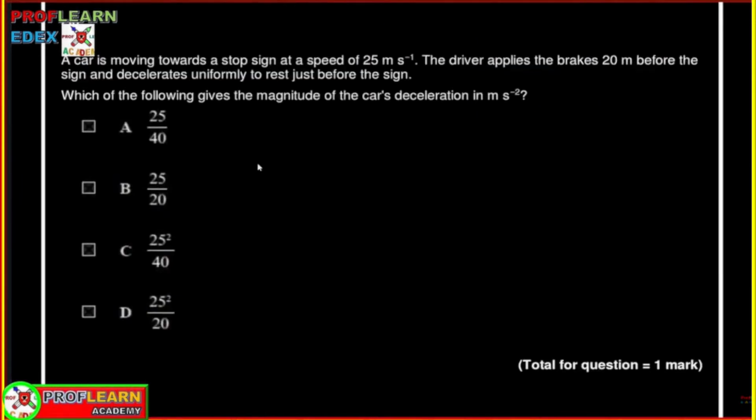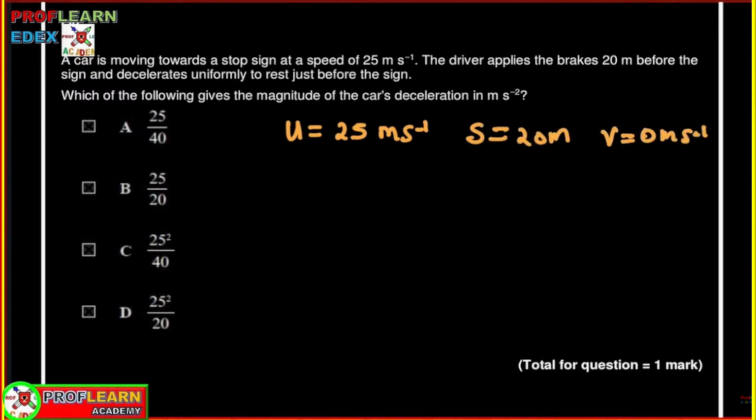A car is moving towards a stop sign at a speed of 25 meters per second. The driver applies the brakes 20 meters before the sign and decelerates uniformly to rest just before the sign. So let us see what we are provided with. We are provided with the initial velocity, the displacement, which is 20 meters, and the final velocity, because it's coming to rest, which is 0 meters per second.